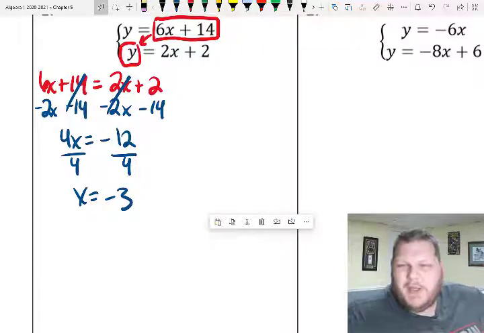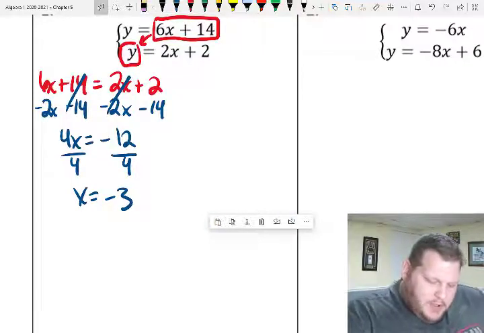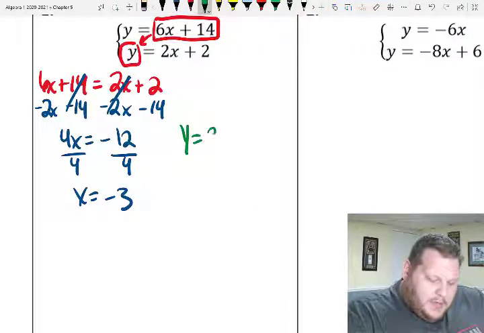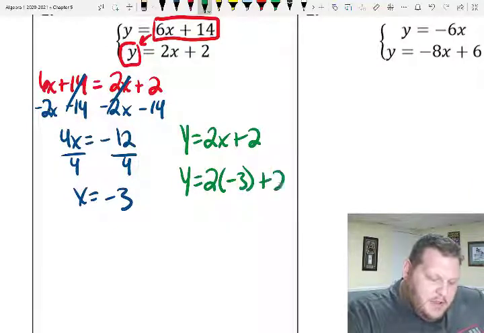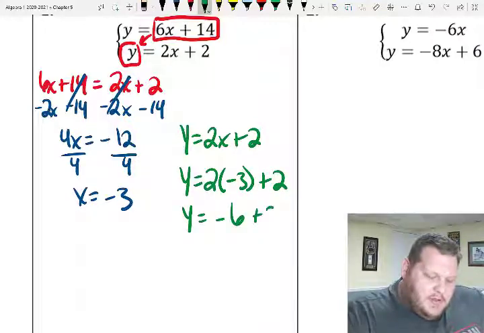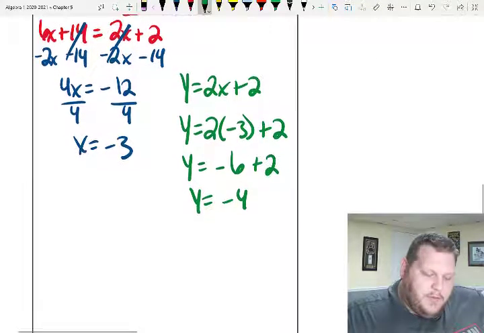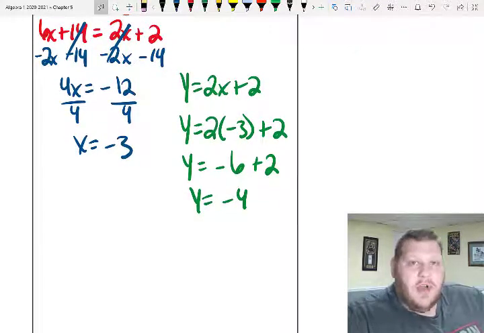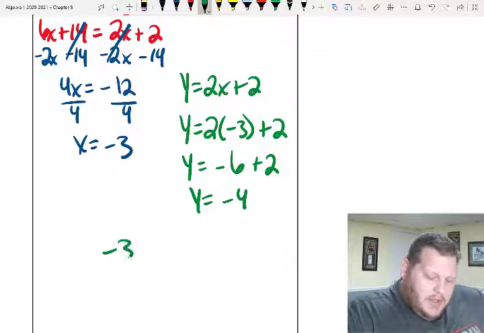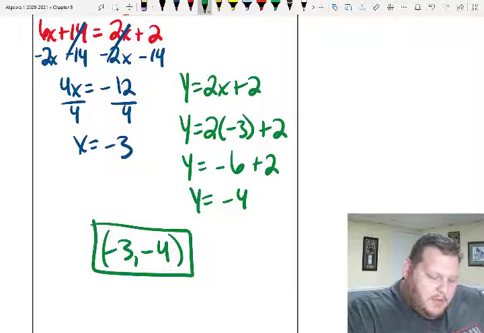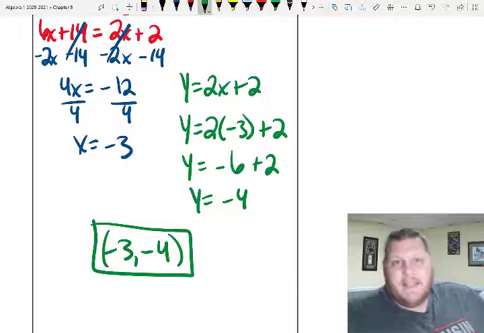So I'll use the bottom equation just because it's a little bit simpler. We know that y equals 2x plus 2. So y should equal 2 times negative 3 plus 2. So that's negative 6 plus 2. So we get y is negative 4. And again, my answer should always be an ordered pair, x, comma, y: negative 3, comma, negative 4. And that's my solution.